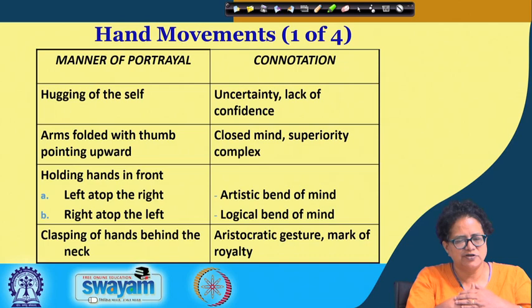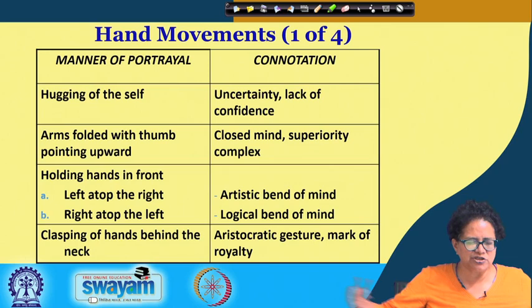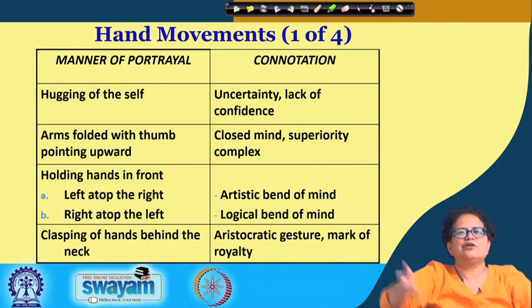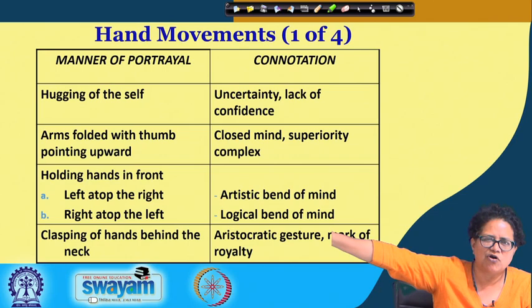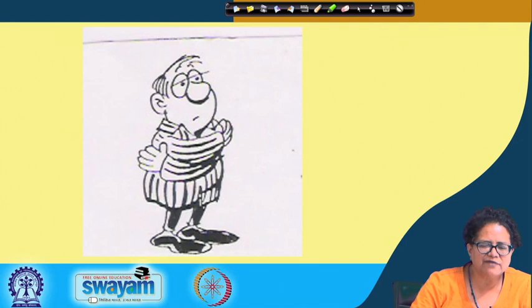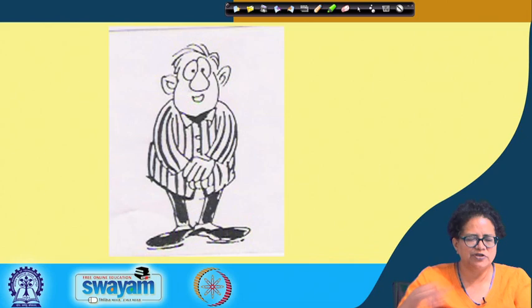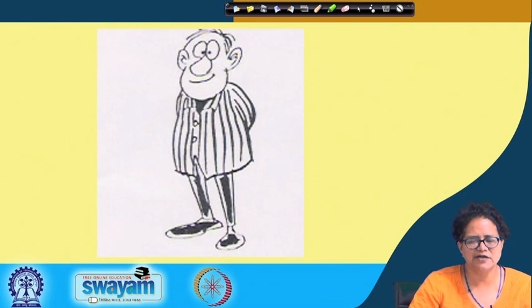And this one, clasping of the hands behind the neck, somebody sitting like this, or maybe even standing like this. This is an aristocratic gesture, and it's a mark of royalty. Royalty. I am king of all I survey. We have this arm hugging, and this is a picture of the one, as I said, with the thumb pointing upwards, and the picture of left atop the right, standing and holding hands behind. Vishram, as we say.